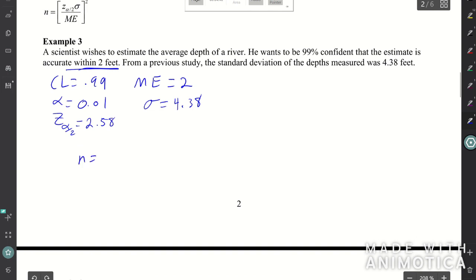Filling in our formula, we're going to have 2.58 times 4.38, and divided by our 2, and we will not square it until the end. And when we calculate that out, we're going to come out to about 31.97. And remember, it is a sample size, and so we always round up. So we're going to go to 32.